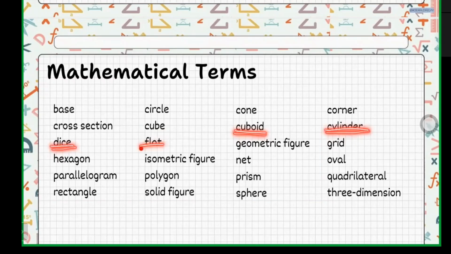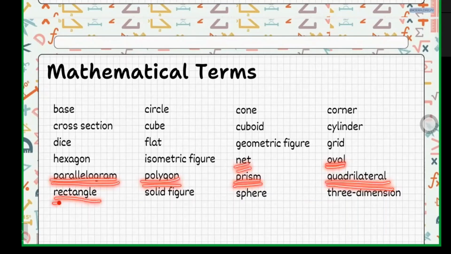flat, geometric figure, grid, hexagon, isometric figure, net, oval, parallelogram, polygon, prism, quadrilateral, rectangle, solid figure, sphere, three dimension.